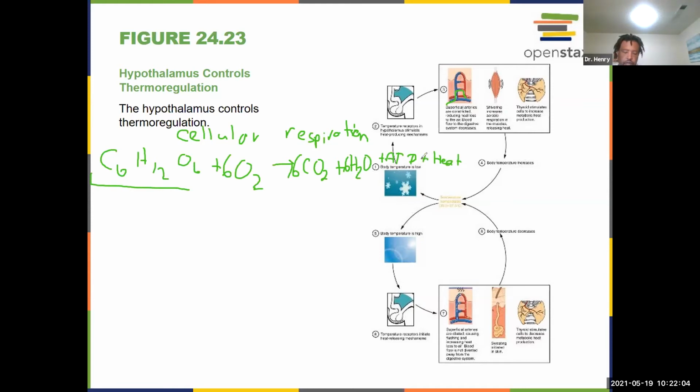So you're telling the body, in the case of it being cold, it's cold, man. It's really cold. Your body sends signals to the hypothalamus. The hypothalamus gets stimulated to say, hey, we need to produce more heat. Where do you think you're going to get the heat from?